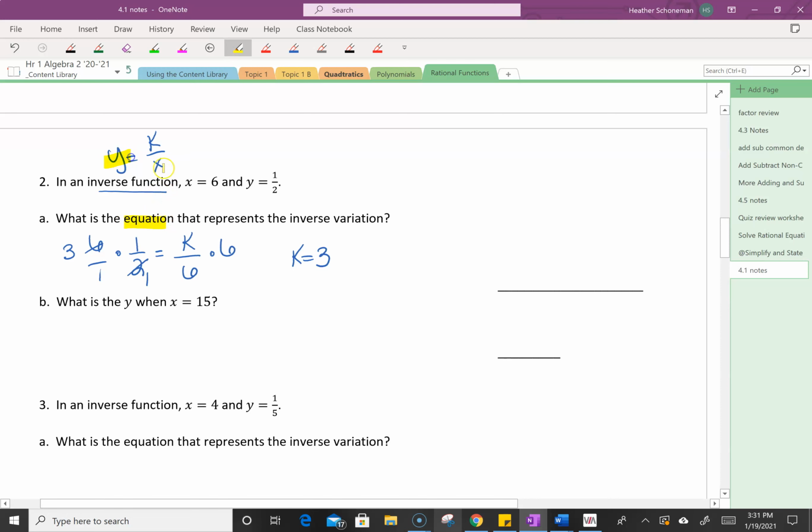Well, the equation is always in this form, but the y and x are going to remain. It's the k that's going to be different each time. So my equation is y equals 3 over x.